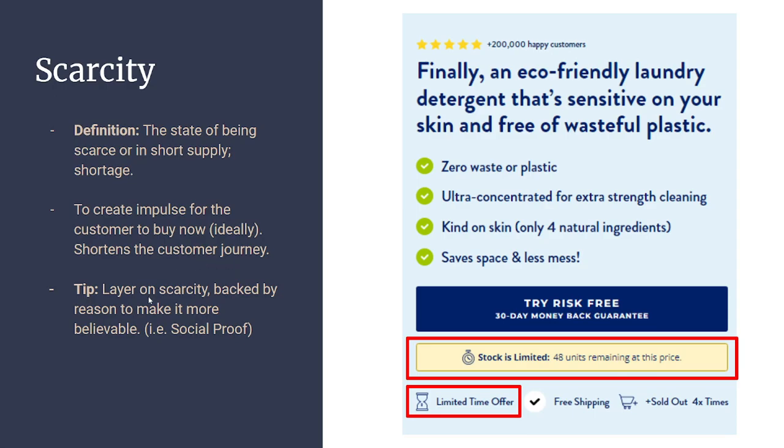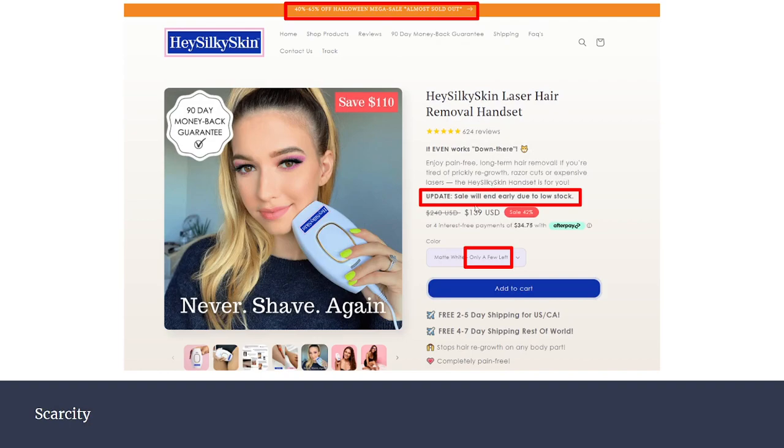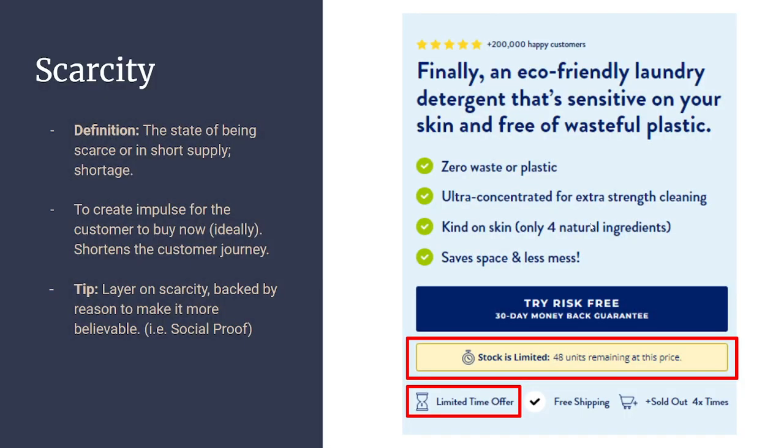All right, the best tip I can give you guys is learn all the tactics and then layer them together, so that you can make it more believable and more compelling. So I have an example right here from Miracle Brand. Finally, an eco-friendly laundry detergent that's sensitive on your skin and free of wasteful plastic. We see here, stock is limited, 48 units remaining at this price. Scarcity, limited time offer, just basic scarcity stuff. Same here, update: sale will end early due to low stock, giving a reason why, making it more believable. Here, more scarcity, right? And you would implement this in your ad, on your product page.